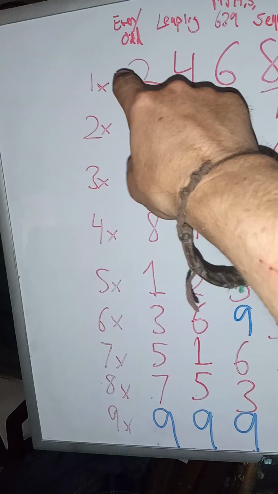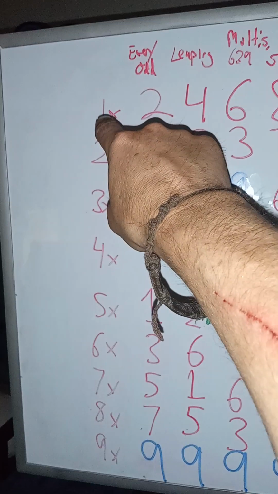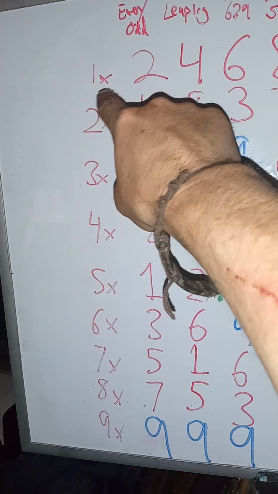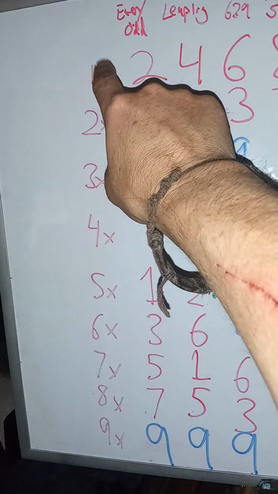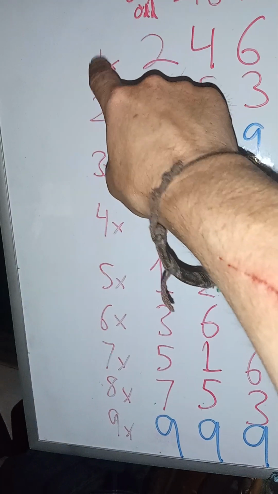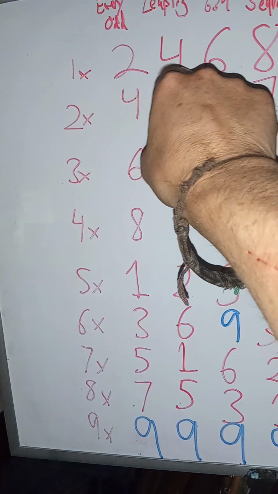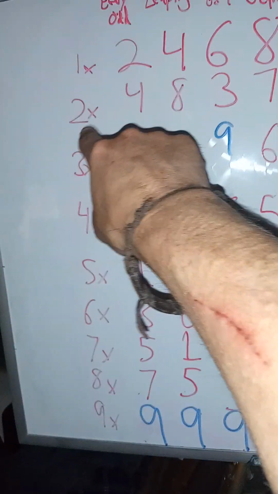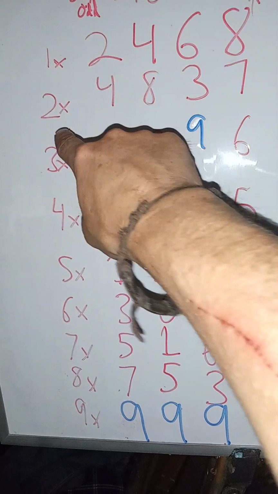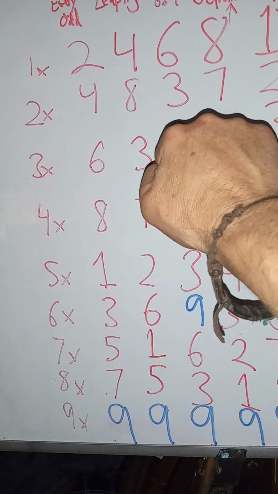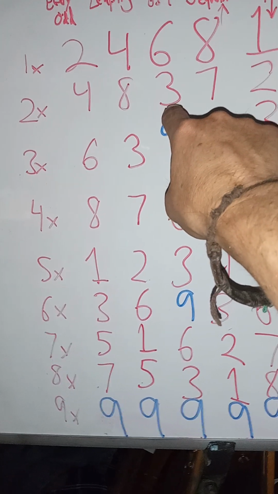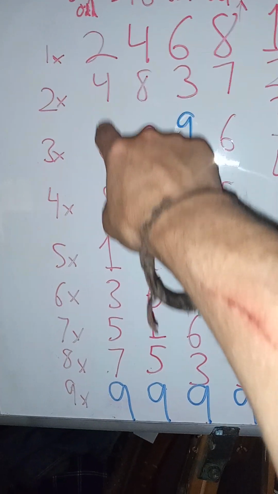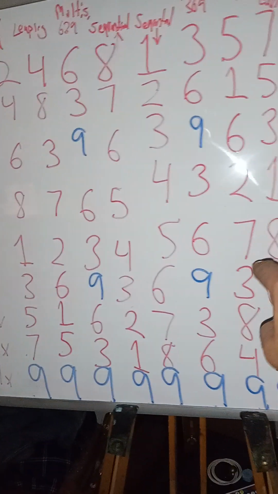And these are what you get when you multiply. 1 times 2 is 2. 1 times 4 is 4. Then 2 times 2 is 4. 2 times 4 is 8. 2 times 6 is 12, which is numerologically reduced to 3, 1 plus 2. And that shows you how this whole thing is constructed.